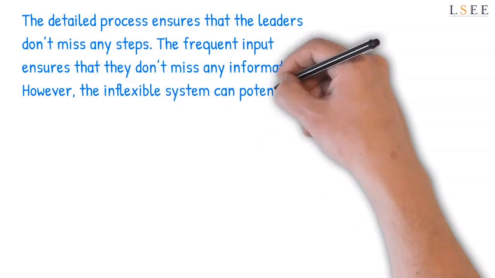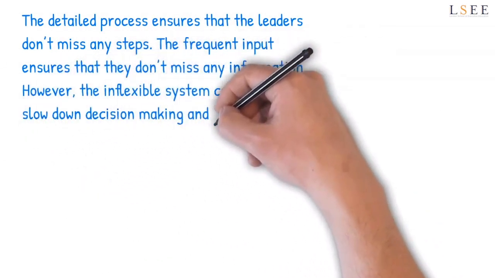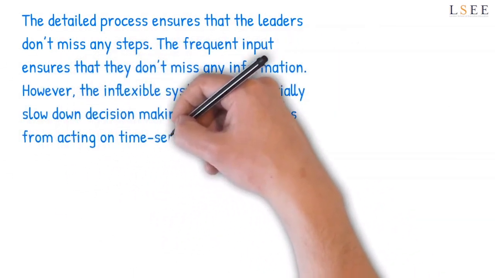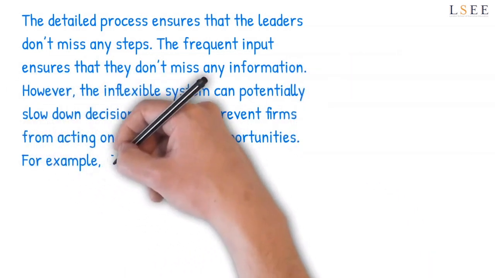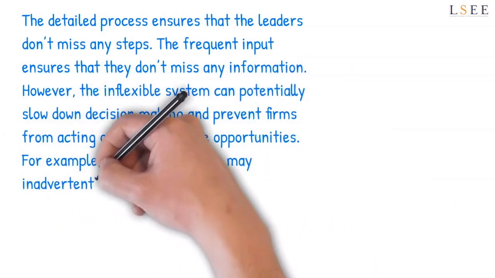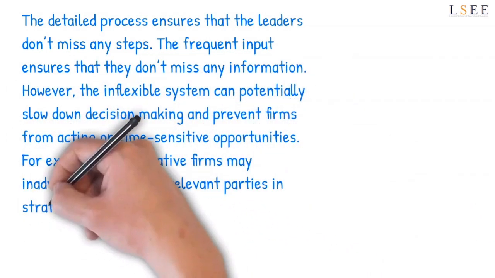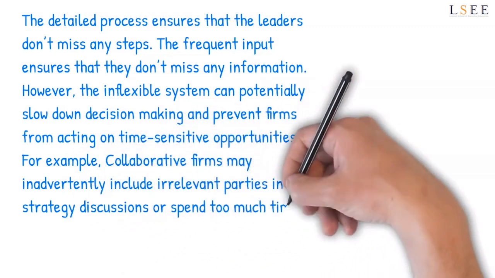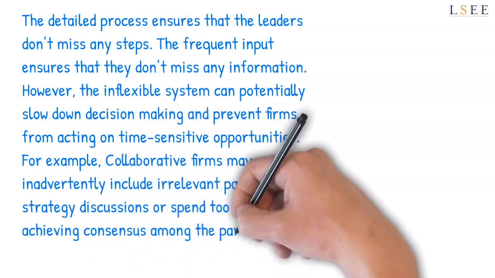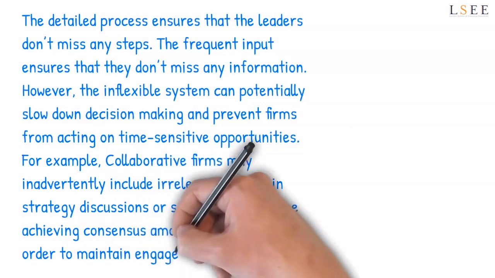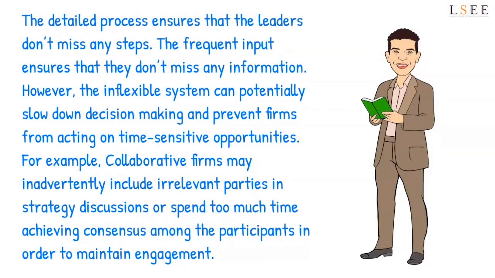However, the inflexible system can potentially slow down decision-making and prevent firms from acting on time-sensitive opportunities. For example, collaborative firms may inadvertently include irrelevant parties in strategy discussions or spend too much time achieving consensus among the participants in order to maintain engagement.